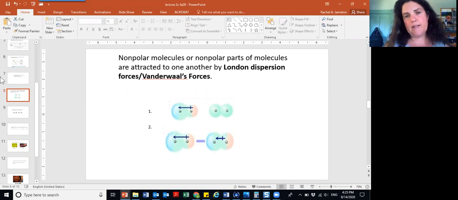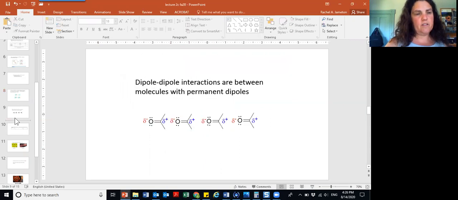And basically what happens is there'll be a temporary point in time when the electrons, which are moving around all the time, just happen to give you more electron density on one side of the molecule than the other. That gives you a negative charge on one side and positive on the other. And so they'll then induce a dipole in the adjacent molecule and make those molecules stick together.